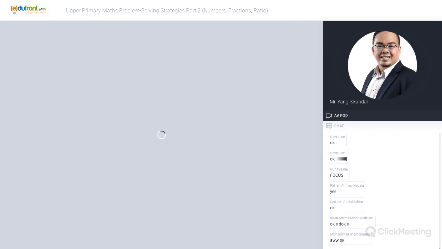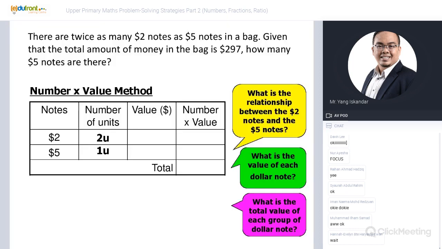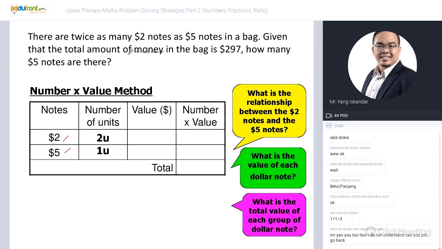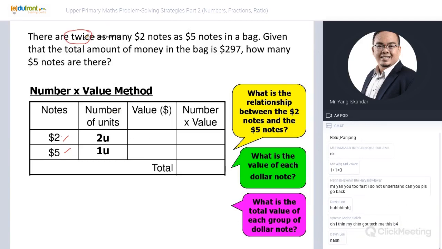Now let's use the same question using number times value. So how do you solve this? First you can draw a table to present your answer. They tell you that there are twice as many $2 notes as $5 notes. So I just write down $2, these are $2 notes, and this is $5 notes. Sometimes there are 3 or even 4 variables. And how do I get 2 units and 1 unit? From the keyword here: twice as many, so 2 units, and this is 1 unit.